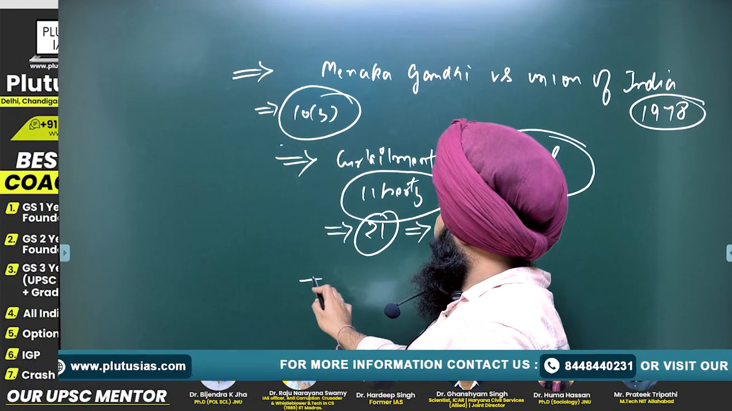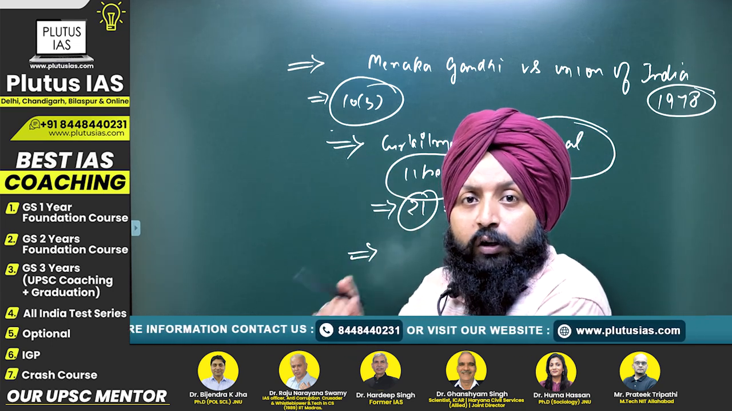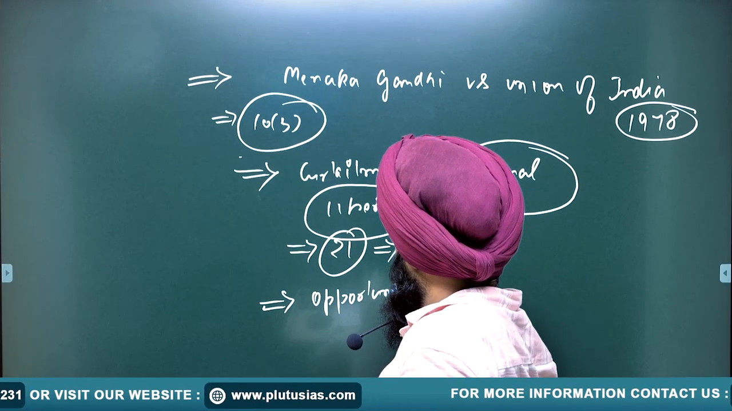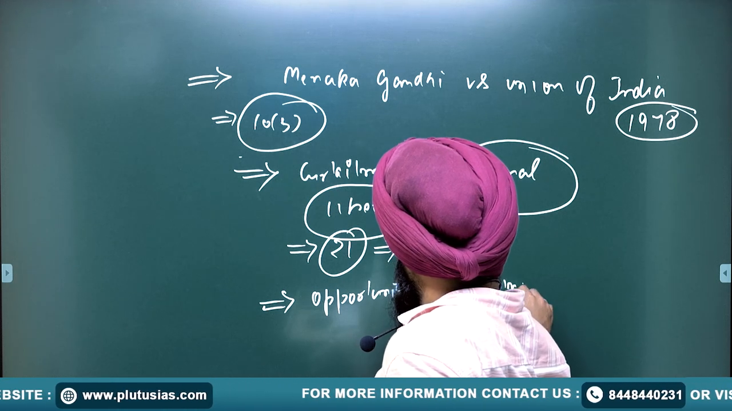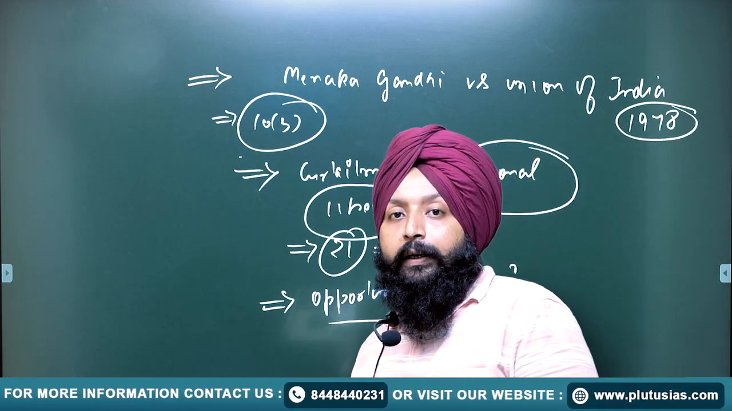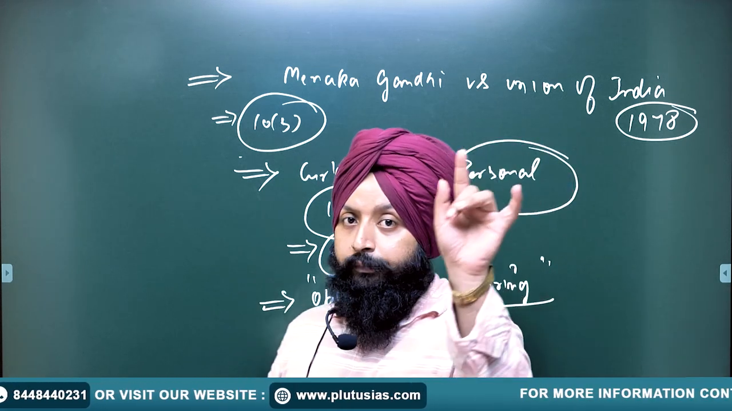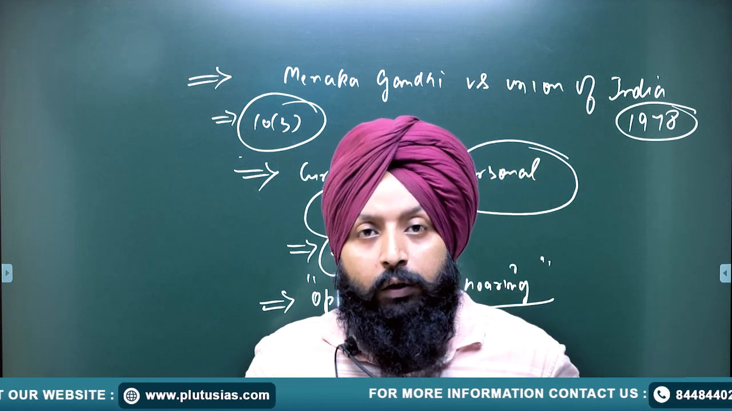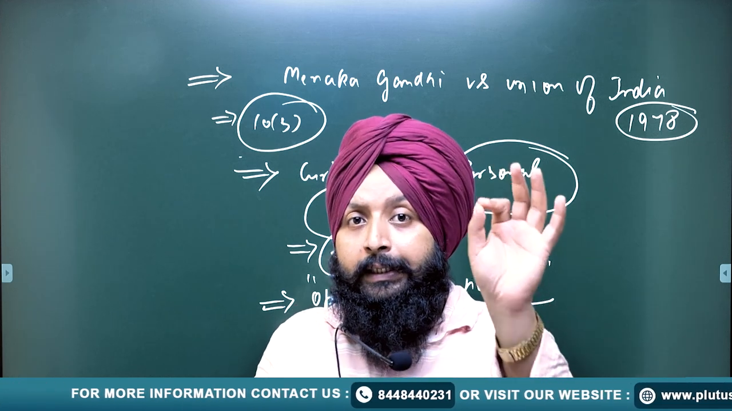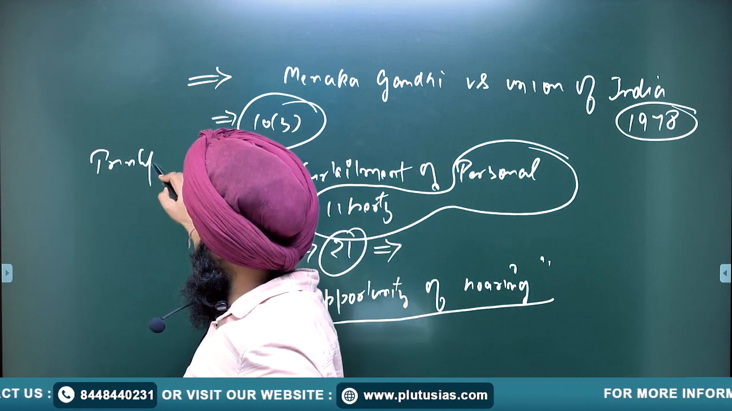Now Menaka Gandhi pleaded before the court that the law, that is the Passport Act, does not provide an opportunity of hearing to Menaka Gandhi. She was not provided with an opportunity of adequate hearing before her passport was impounded. So now the validity of the law itself was questioned. Menaka Gandhi contended before the court that the law was unjust and unreasonable. The law does not contain the principles of natural justice.